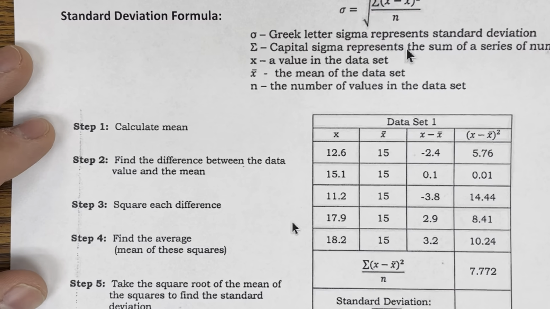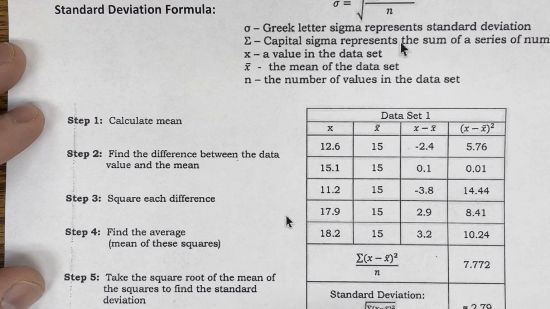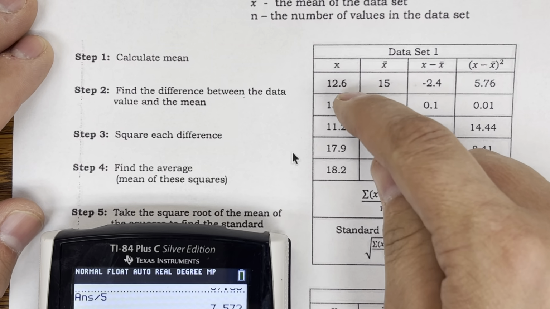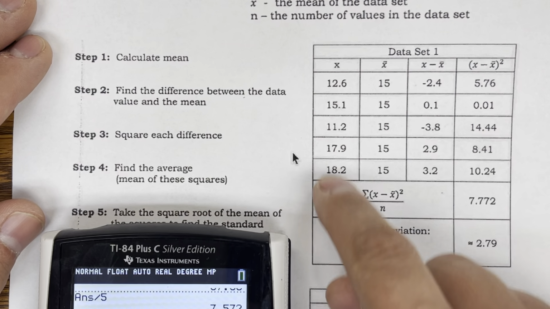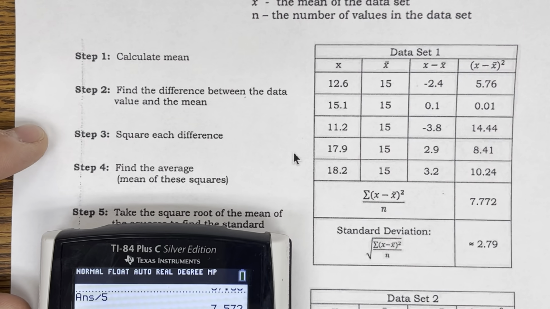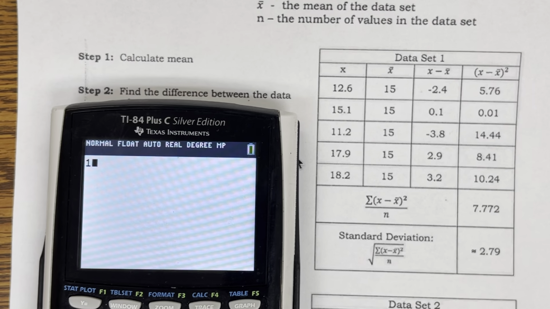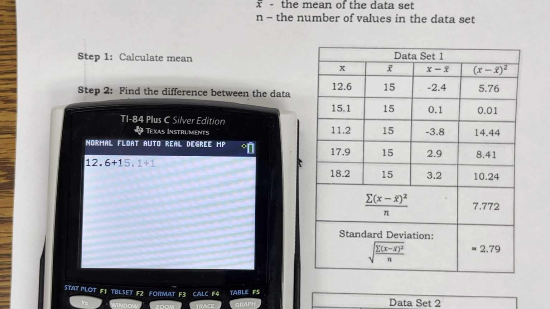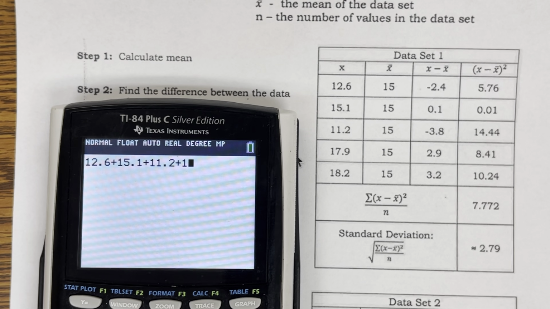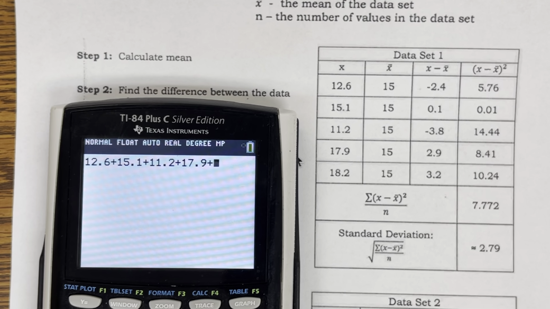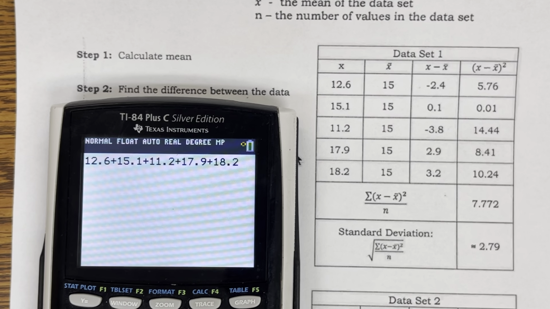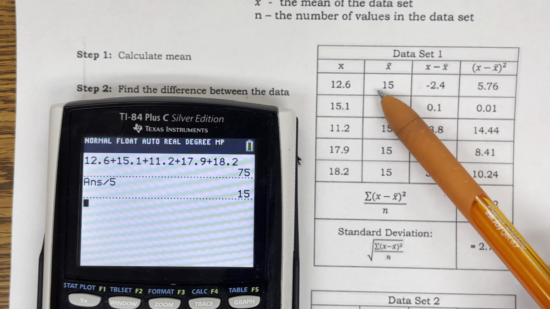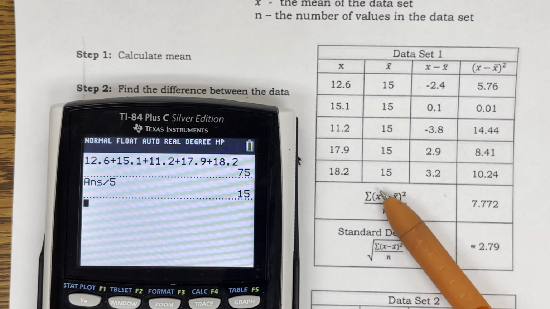So this chart's filled in. I'm going to step through how we would calculate it on this one, and then we'll do a blank one as well. So for us to calculate the mean, I have 1, 2, 3, 4, 5 values. These x's, that is each value in our data set. So I need to add all of them up, which is 12.6 plus 15.1 plus 11.2 plus 17.9 plus 18.2 and press enter. And then I divide it by 5 because there are 5 of them, and we would get the mean x bar to be 15. So we're going to put 15 in for all the x bars.